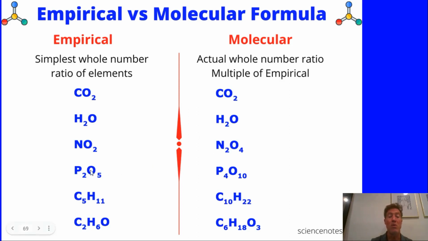Here we have P2O5. The actual is P4O10, which is multiplied by a factor of 2. Here we have C5H11, the simplest ratio, empirical, but the actual ratio in nature is C10H22. Here is C2H6O, but actually it's 3 times that, multiplied times 3, it's 3 times 2 C's, so 6 C's, 18 hydrogens, and 3 oxygens.